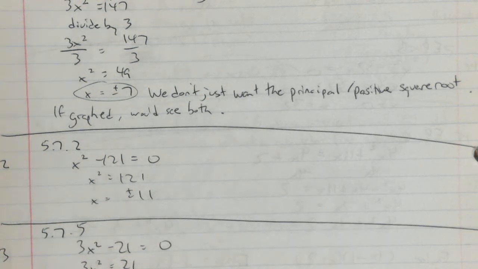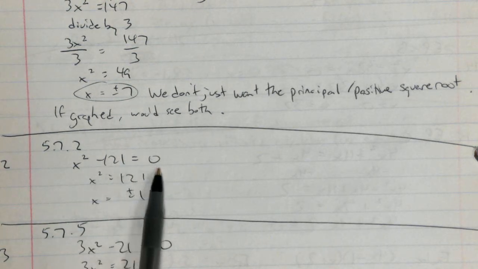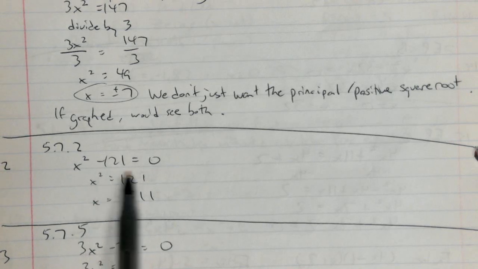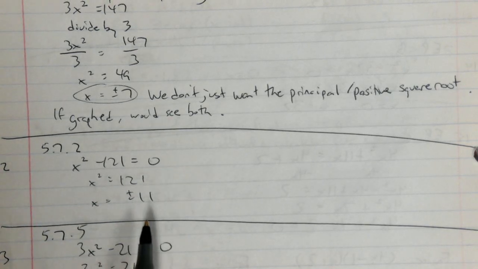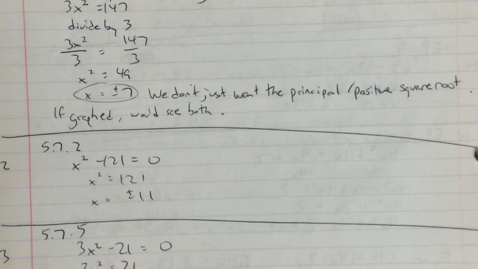On the next one, we have x squared minus 121 equals 0. So then you just move your 121 over and take your square root, and you get 11.